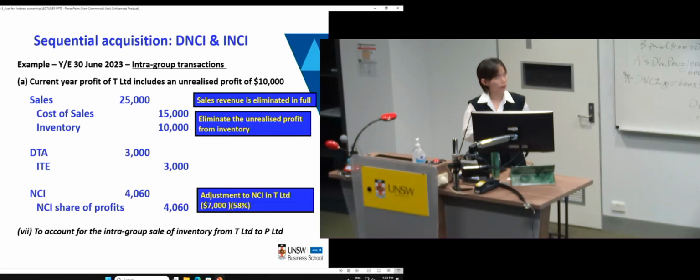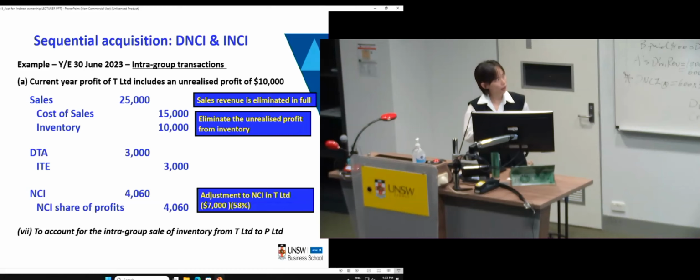I explained that earlier, right? Why DTA? Because the legal entity will pay the tax for this profit earned. Well, from the group viewpoint, this is the future tax benefit, right? It's a prepaid tax, representing the group's tax benefits in the future. Now, you can see the after-tax profit of the group is reduced by 7,000, right? And this profit is contributed by T Limited.